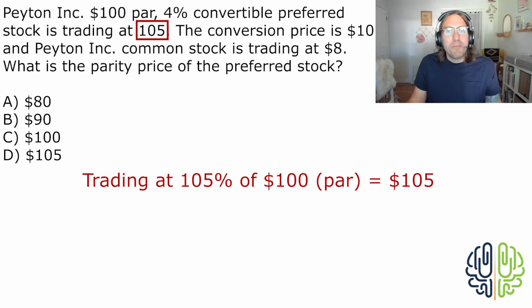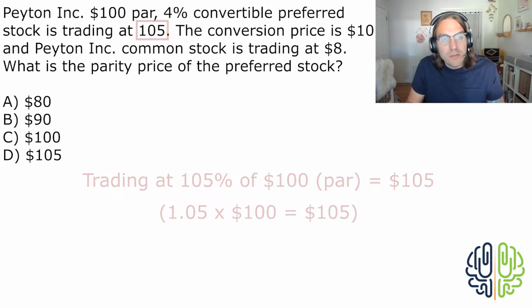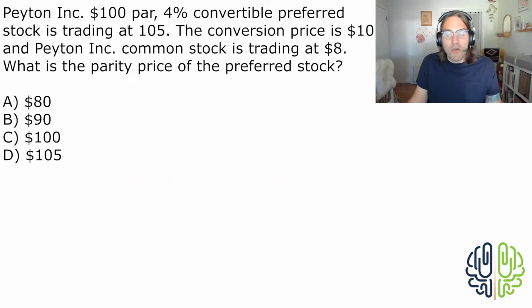And this is pretty simple. What's 105% of $100? It's just $105. So this convertible preferred stock is trading in the market at $105. That will come into play later. So far in the first sentence, that's what we've established. $100 par value. This preferred stock is paying whoever owns it $4 a year in annual dividends, and it's trading in the market at $105 per share.